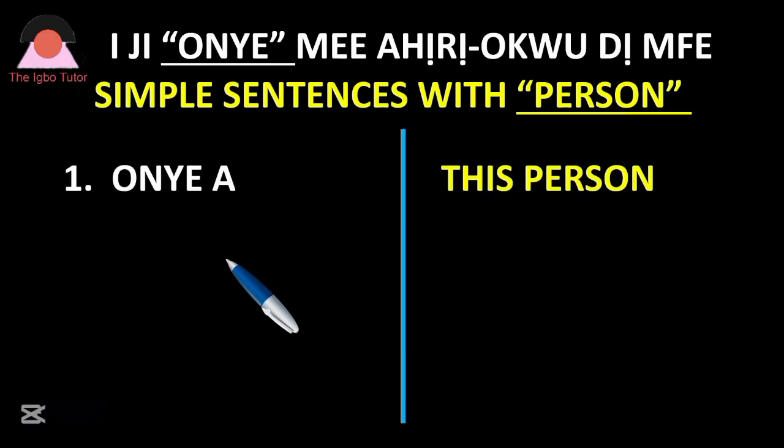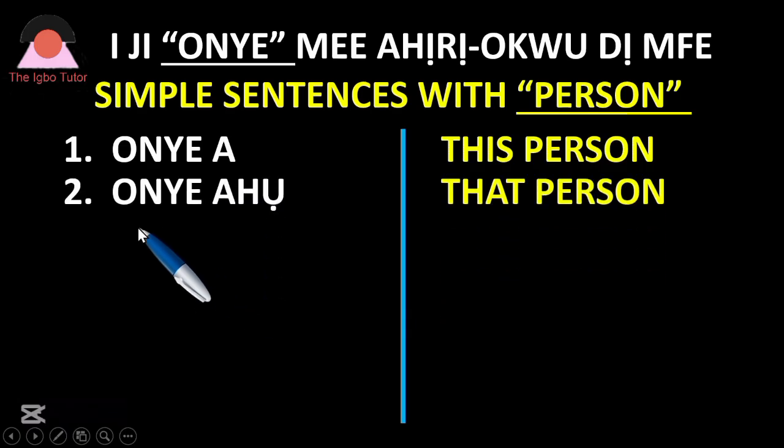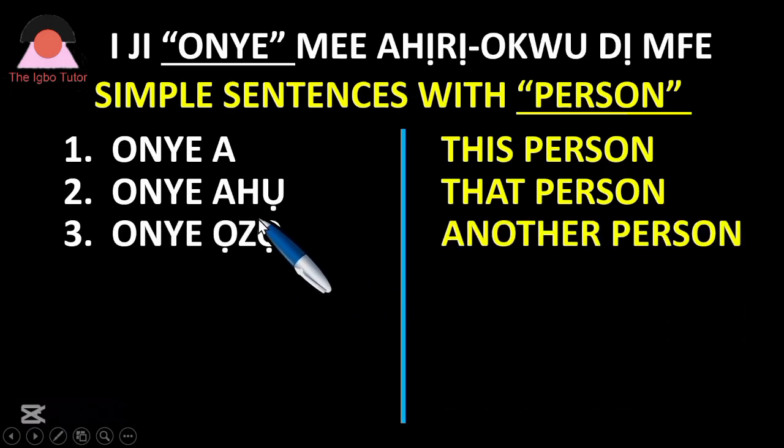So let's proceed now. Number 1 is ONYE. Remember to let the A sound come out. That gives it a unique meaning. ONYE. This means this person. We'll move to number 2. Number 2 is ONYE aho, meaning that person. We go to number 3. Number 3 is ONYE ozo, meaning another person.